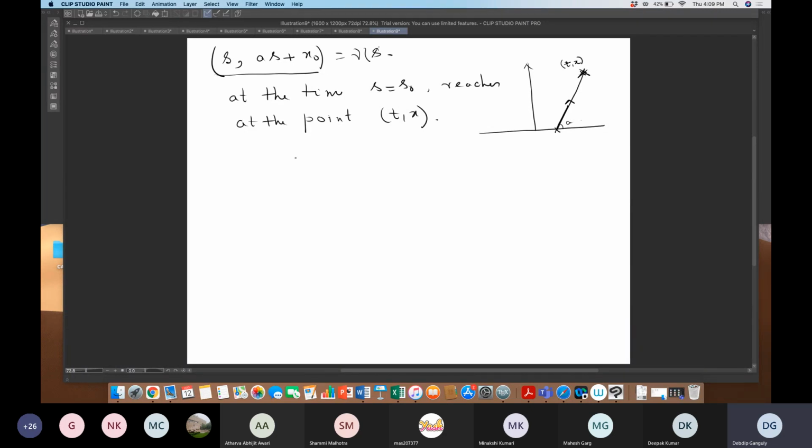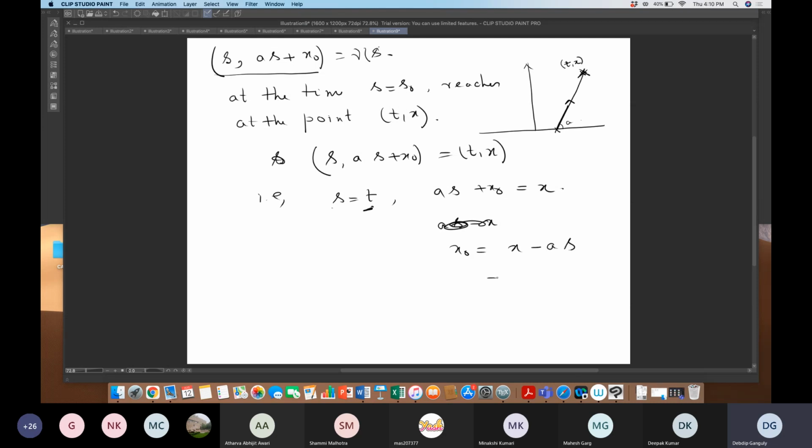So what should happen? Your (S, AS plus x naught) should be equal to (t, x). That is S equal to t and AS plus x naught should be equal to x. Clear? So you can substitute here: x naught is x minus AS, but we want it in terms of t, S equal to t. So x minus At. Clear or not?